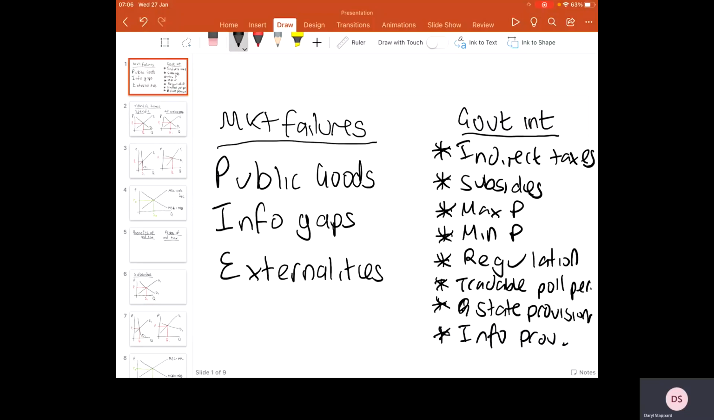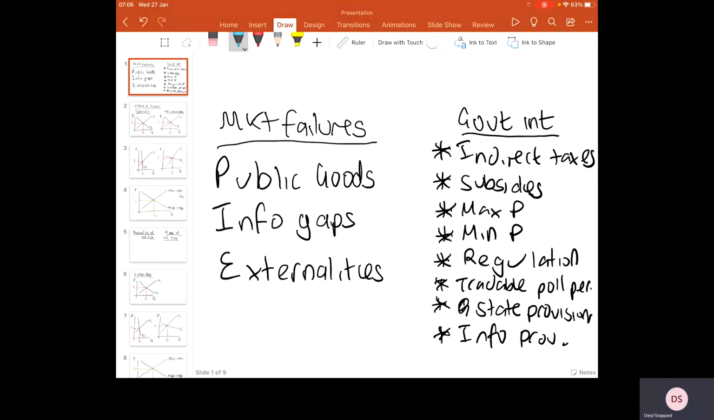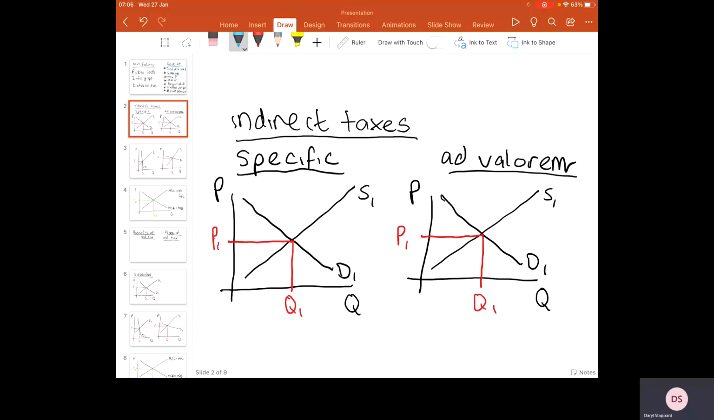Now, for the purpose of this video, what we're going to be focusing on is going to be the top 2. So I'm going to talk you through in this video how indirect taxes and subsidies can be used to correct market failures. Now, what I recommend that you do whilst you watch this video, you make some notes. So I'm going to talk you through the diagrams and think about how these different interventions can fix different market failures. Right, okay, so let's think first of all then about some indirect taxes.